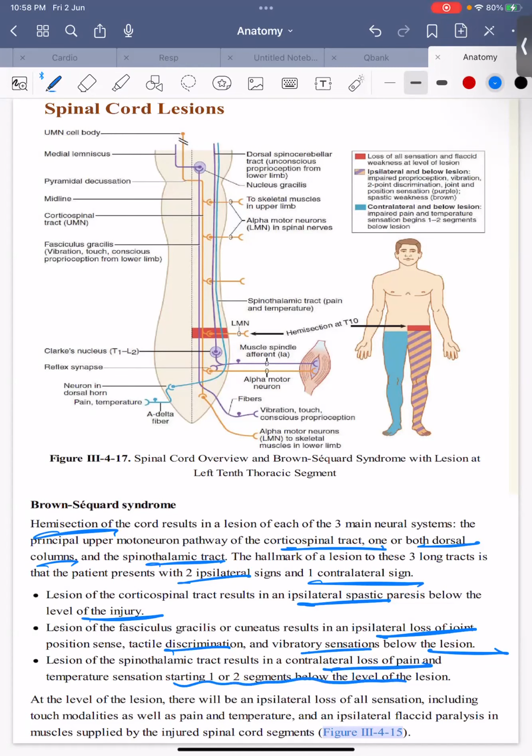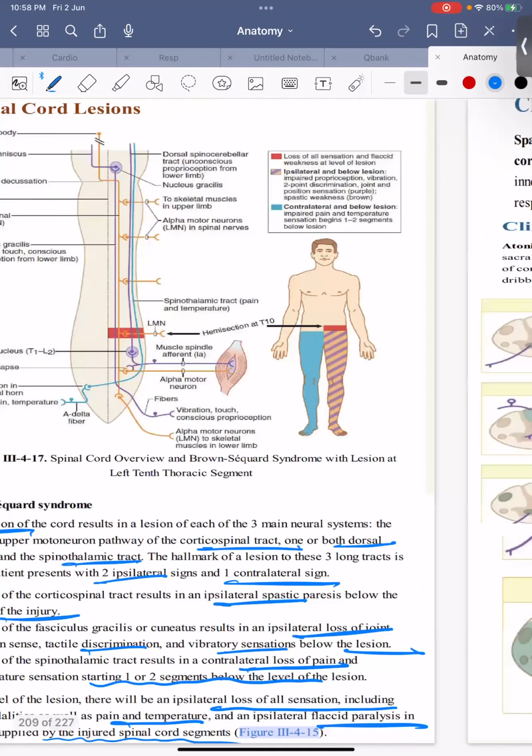Also, at the level of the lesion, you will have loss of all sensations, including the pain and temperature, as well as flaccid paralysis due to the injury to these alpha lower motor neurons or the alpha motor fibers.